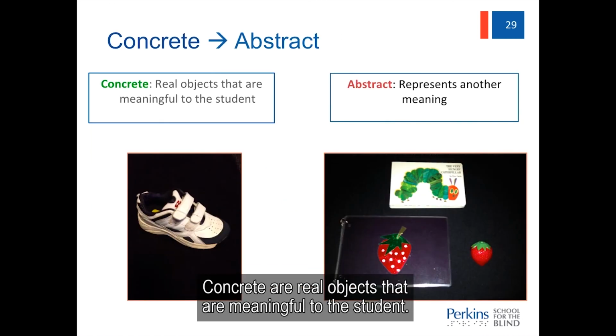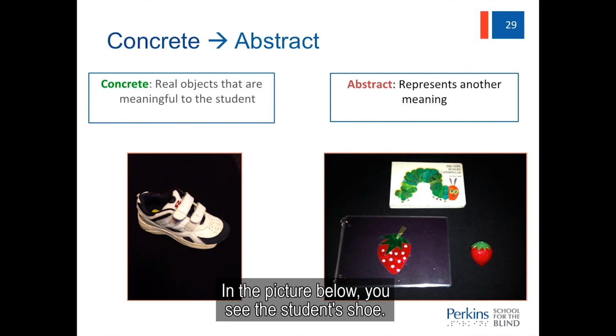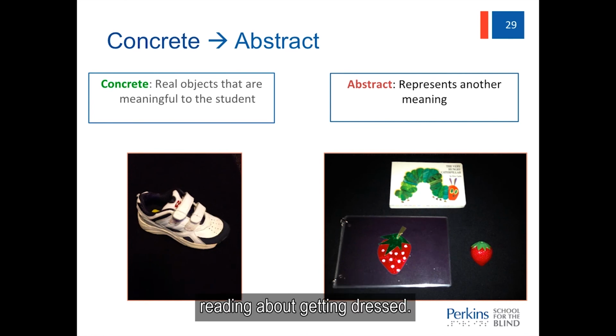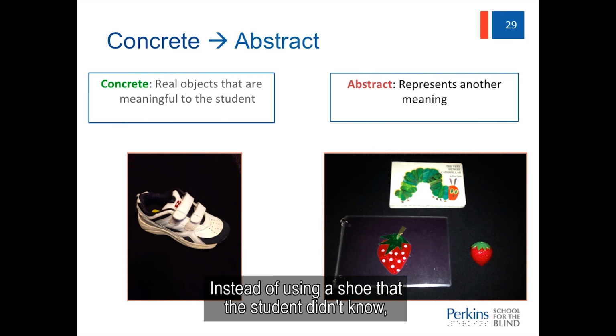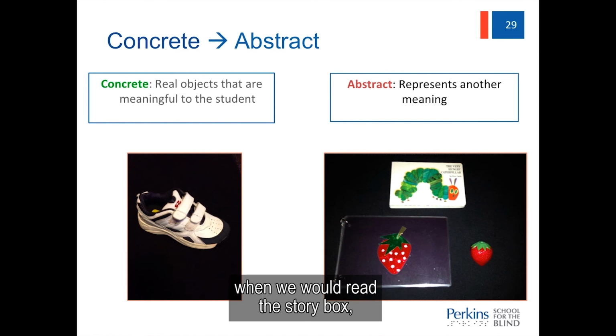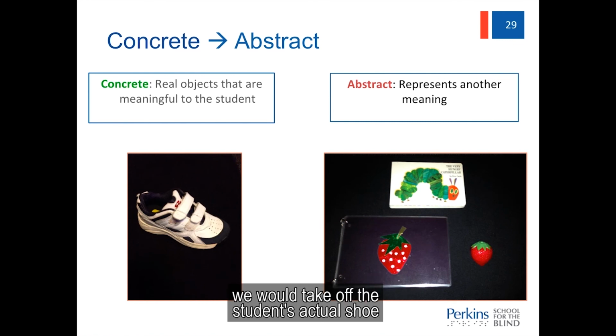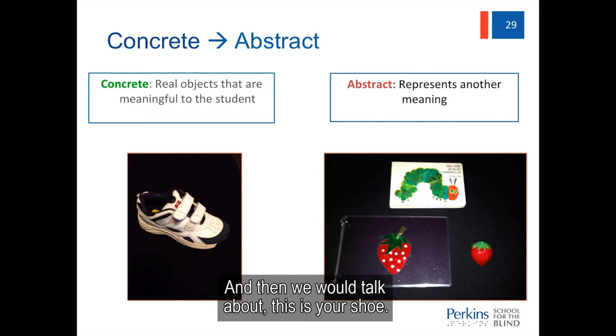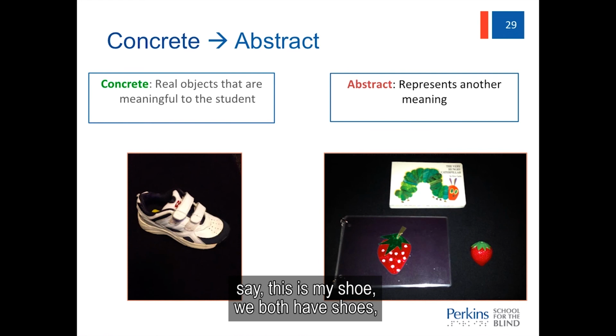Concrete are real objects that are meaningful to the student. In the picture below, you see the student's shoe. This was used during a story box that we were reading about getting dressed. Instead of using a shoe that the student didn't know, when we would read the story box, we would take off the student's actual shoe and they would engage with it. And then we would talk about, this is your shoe. And then I'd have them help me take off my shoe. Say, this is my shoe. We both have shoes. And then put them back on together and really develop that concrete meaning.